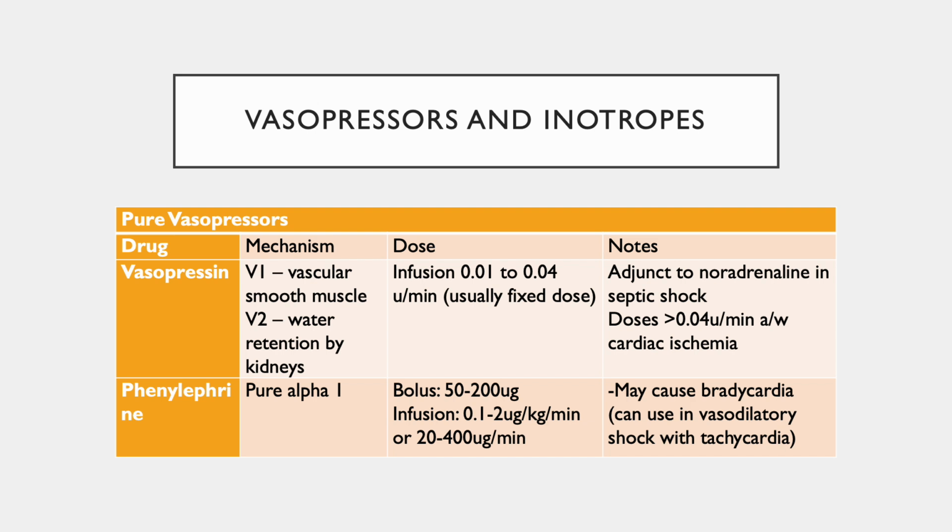Phenylephrine, on the other hand, is a pure alpha-1 agonist. It is commonly used in the initial resuscitation of hypotensive patients, oftentimes in the form of push boluses of 100 to 200 micrograms each time. It can also be run as an infusion and is sometimes administered peripherally. Given its pure alpha-1 effect, it may induce a reflex bradycardia and hence should be used cautiously in patients with low heart rates.